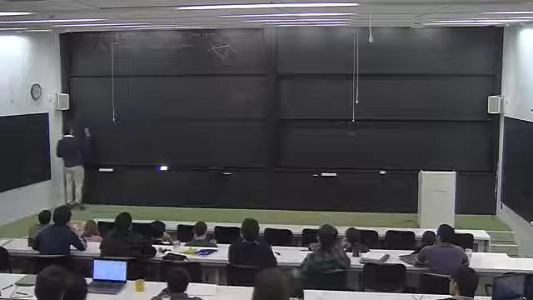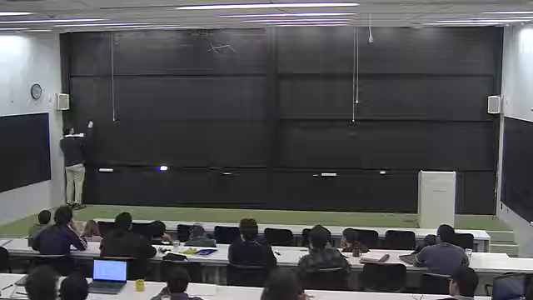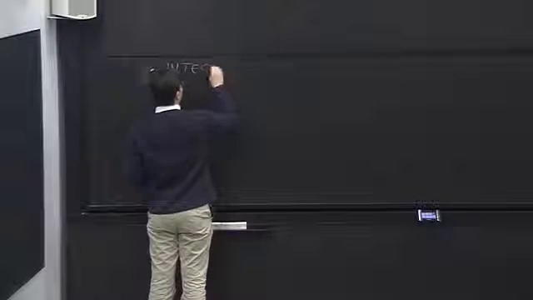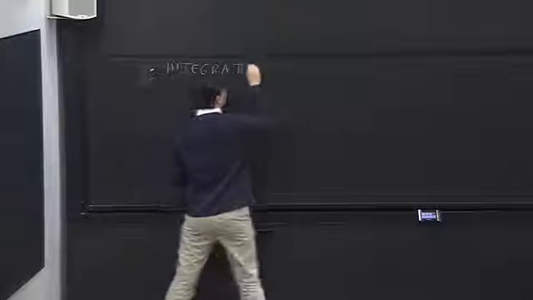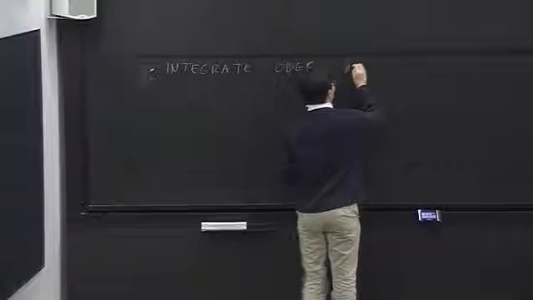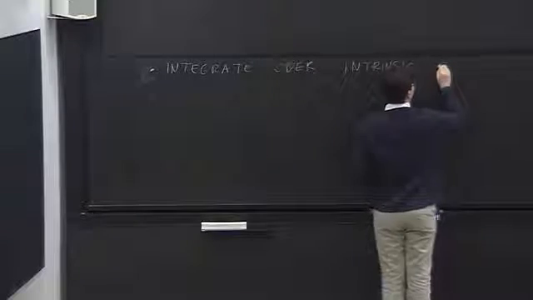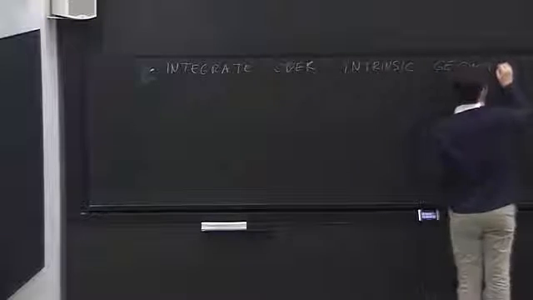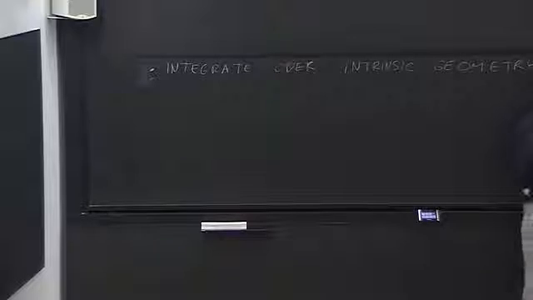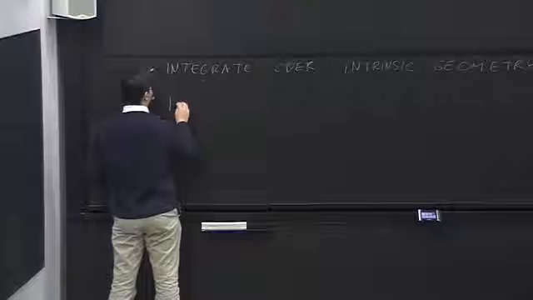So to get our amplitude, we do two things. We integrate over the intrinsic geometry of your diagram, and then you integrate over all the ways that diagram is embedded.